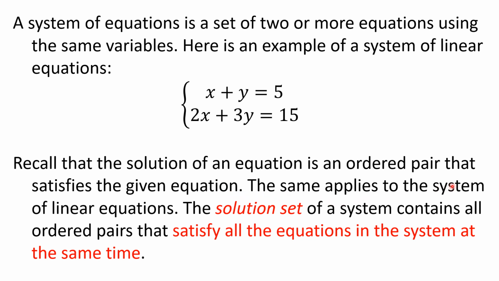The same applies to the system of linear equations. The solution set of a system contains all the ordered pairs that satisfy all the equations in the system at the same time. So if it satisfies both equations, then that is what we call the solution set.